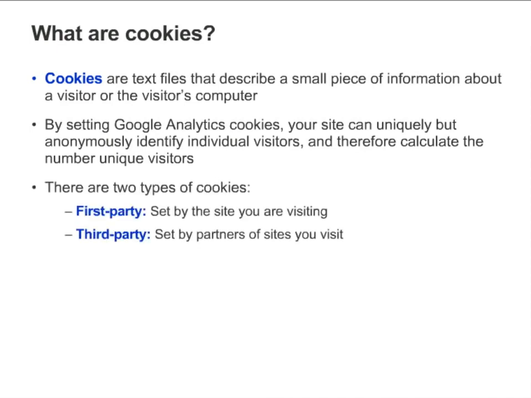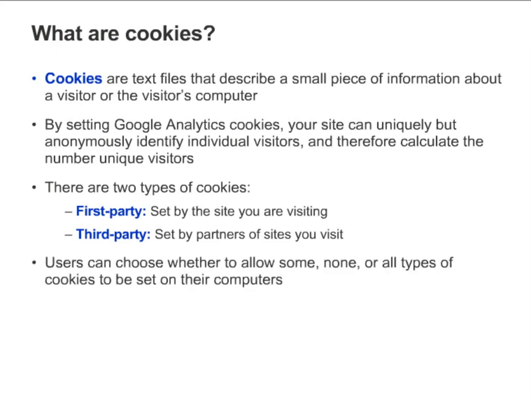There are two types of cookies. First-party cookies are set by the domain being visited. Only the website that created a first-party cookie can read it. This is the kind of cookie used for Google Analytics tracking. Third-party cookies are set by third-party sites, basically sites other than the site being visited.